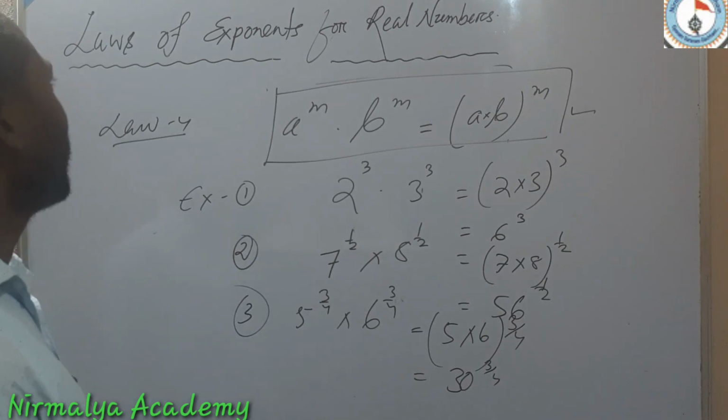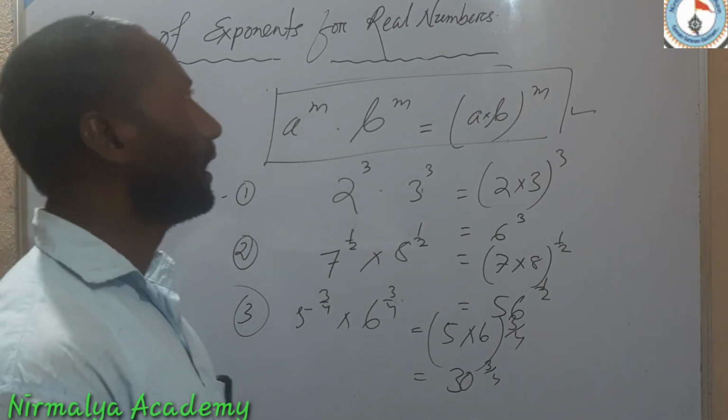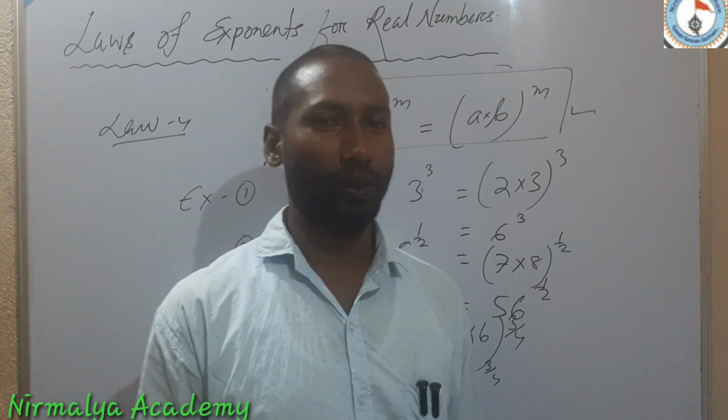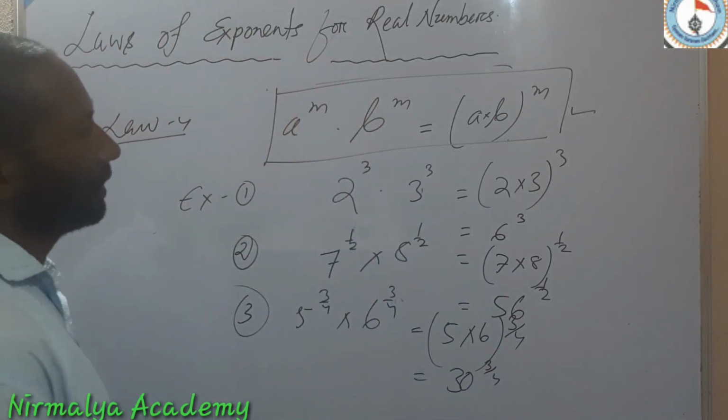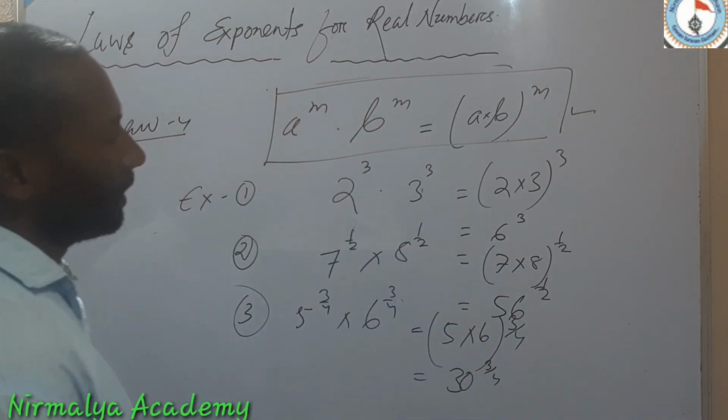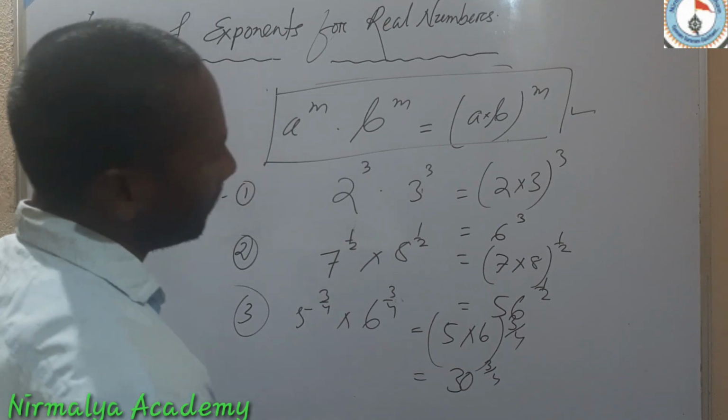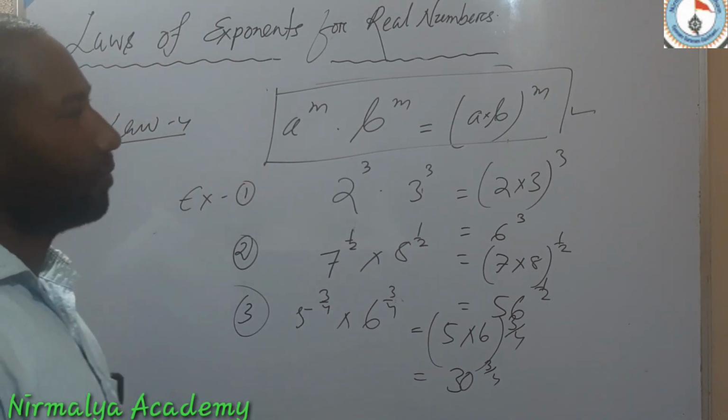Okay, these are the laws of exponents for real numbers. There are 4 laws. The laws have been discussed, and in another class we will take some other examples.